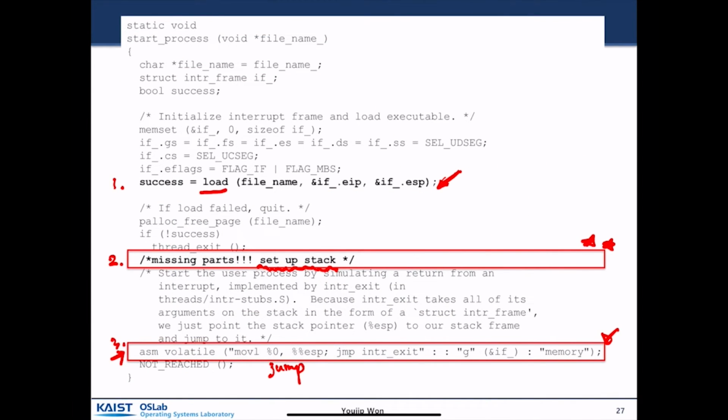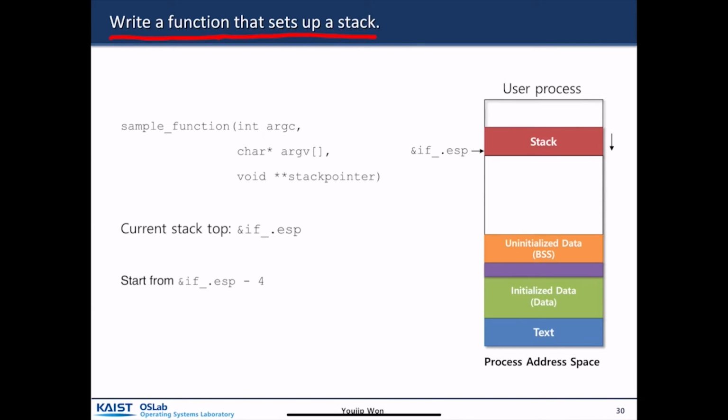All right, so now I am going to this part. Before you go into the kernel, before you actually jump into the function you want to execute at line number 3, you have to first set up a stack at the user stack. This is the user stack, with a proper list of parameters. This is the function we are going to write. So we're going to write a function that sets up a stack. Let's consider a function.